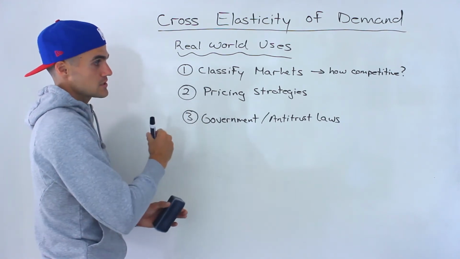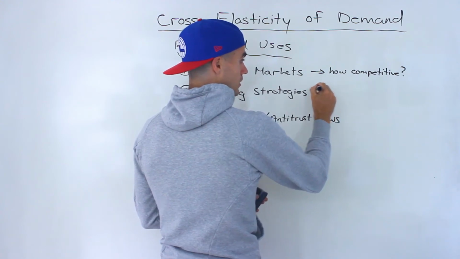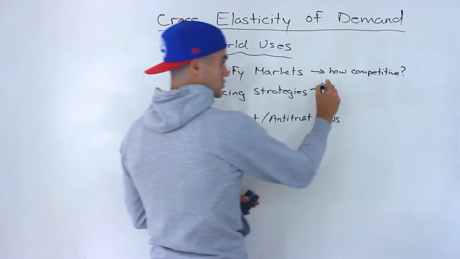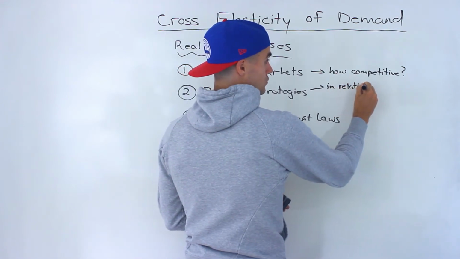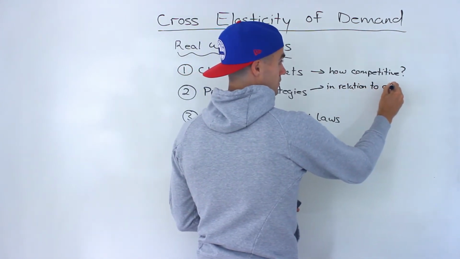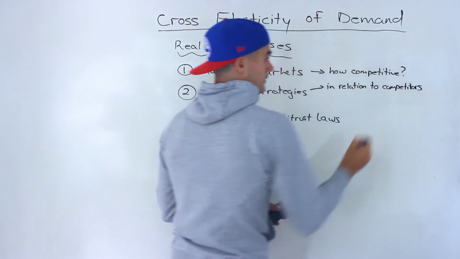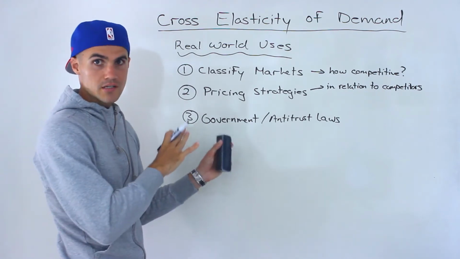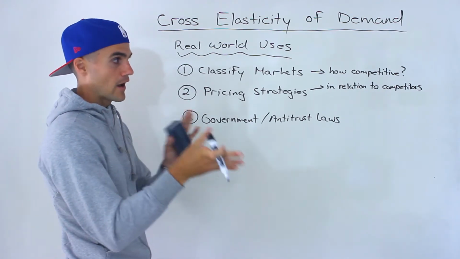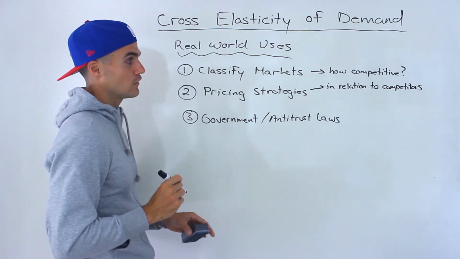Pricing strategies, and two different things you could do. You can go about a pricing strategy in relation to competitors. Again, seeing how your price compares to another price, and then how the quantity demanded of one product is going to affect the quantity demanded of another product.